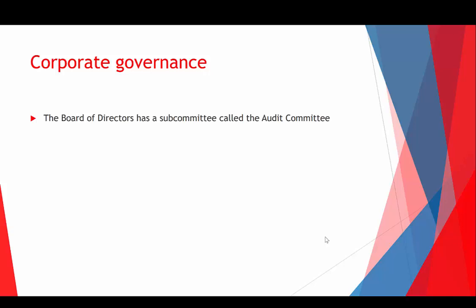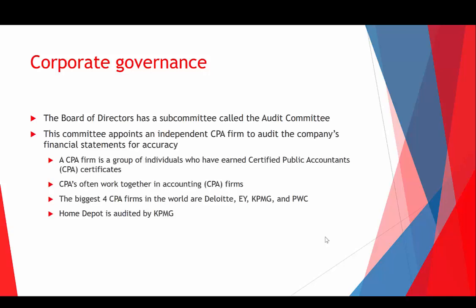appoints a subcommittee called the Audit Committee. And the Audit Committee appoints an independent CPA firm to audit the company's financial statements for accuracy. A CPA firm, they're a group of individuals who have earned CPA certificates.